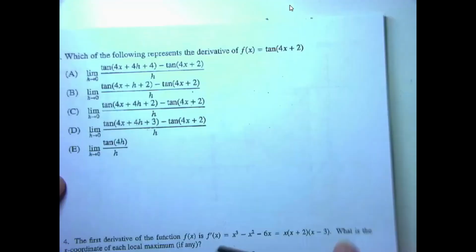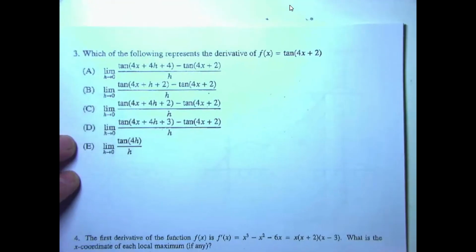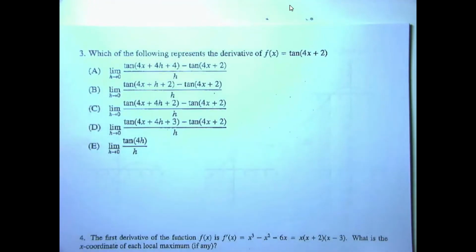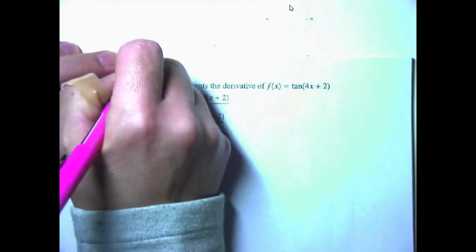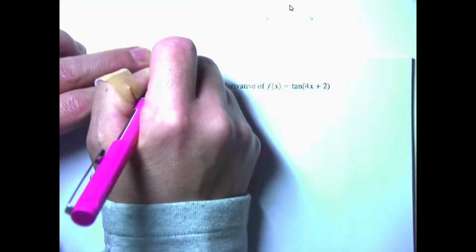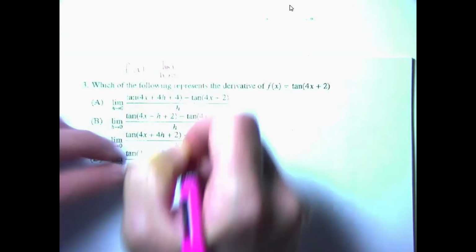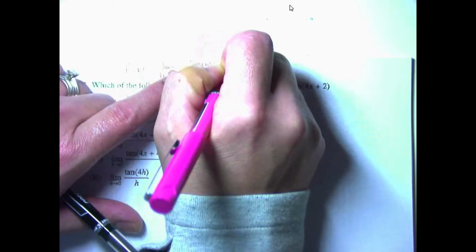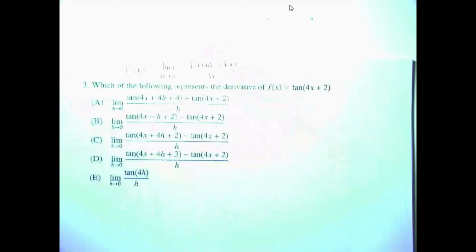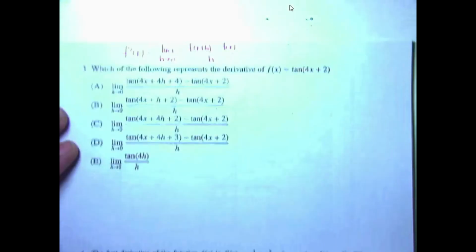All right, number 3. Problem number 3 here says, which of the following represents the derivative of f(x), which is equal to tangent of (4x plus 2)? So I'm going to remind you guys the definition of the derivative, generically given: f prime of x is equal to the limit as h approaches 0 of [f(x plus h) minus f(x)] divided by h. This is our definition.